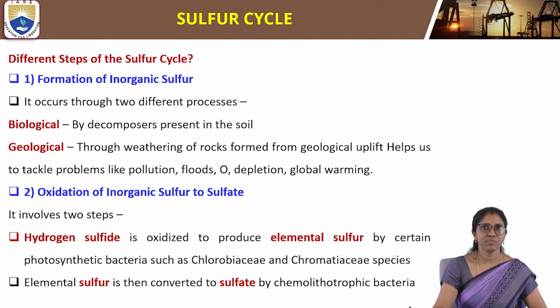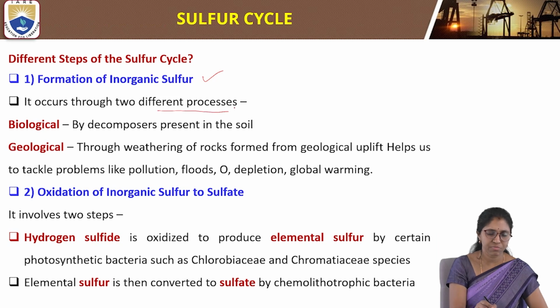Now the different steps of the sulfur cycle. The first one is formation of inorganic sulfur. It occurs through two different processes: the first one is biological, and the second one is geological.